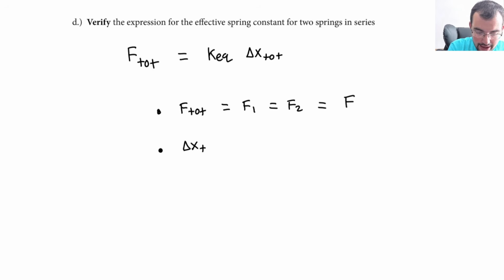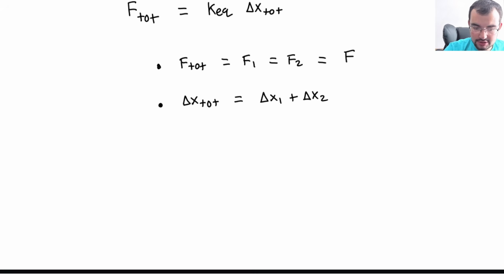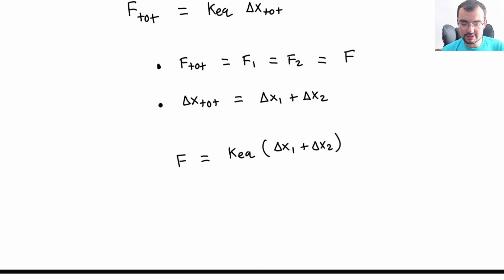Then delta X total is not the same because each spring is adding an extension. So we have some sort of summation to do. So this allows us to substitute. F total is just F equals K_EQ times (delta X1 plus delta X2). Now, this isn't very helpful because we need to somehow get K's involved. And we know that the force F is the same.